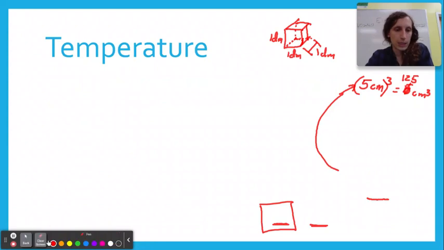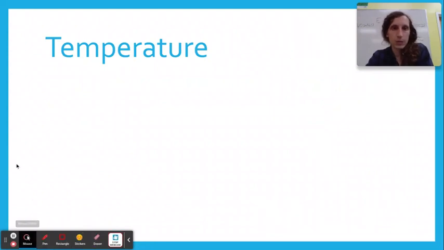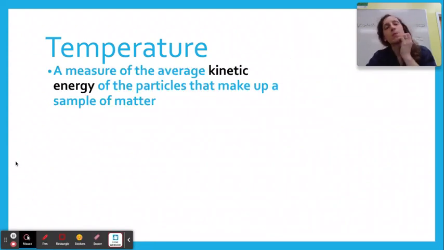Whoa, that's a lot of stuff. So temperature, a little bit different. This measures the average kinetic energy of particles in a substance, right? Kinetic energy is just the energy things have in motion. And this is measuring the average kinetic energy of a certain sample.